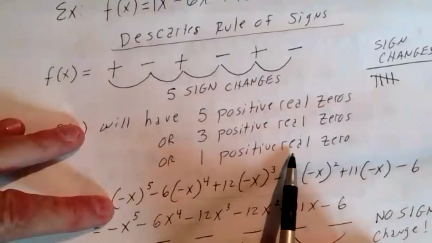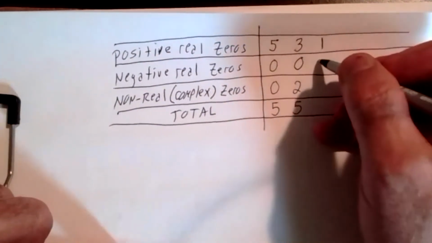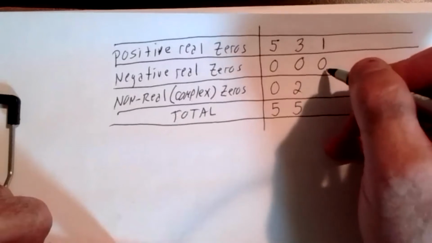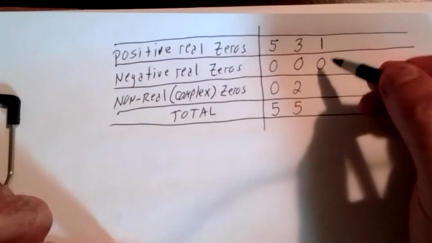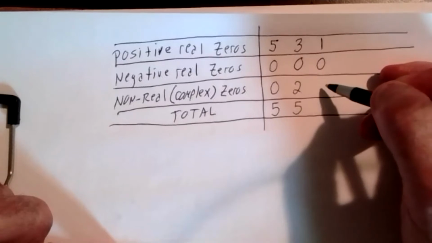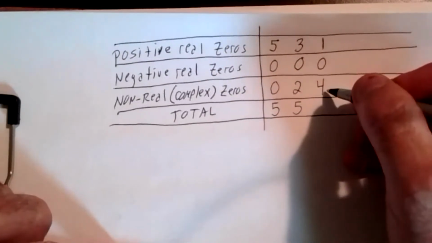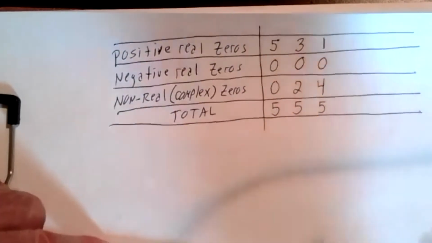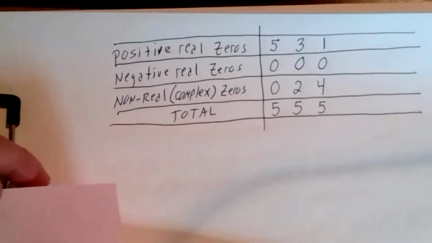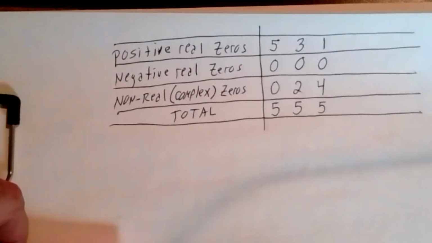But Descartes' rule of signs says we could have maybe only 1 positive real zero. Another possibility is we could have 1 positive real zero, and 0 negative real zeros. But if we only accounted for 1 of the 5 zeros, that means we'd have to have how many complex zeros? 4. Meaning you have to have 2 pairs of complex conjugate zeros. You agree? 2 pairs of them. Notice this adds up to 5. Does that make sense, ladies and gentlemen, as to the potential type of zeros this fifth degree polynomial could have?